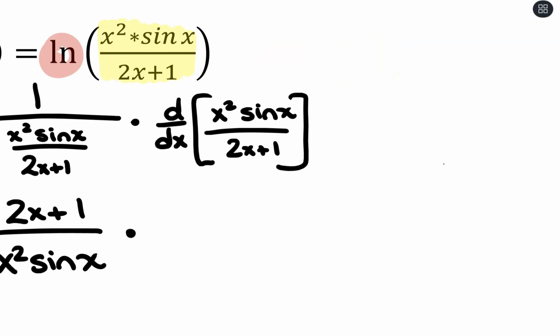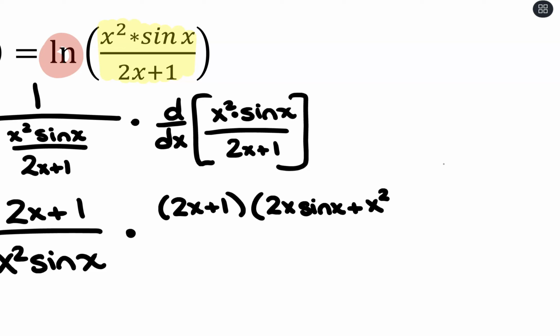And then we're going to use the quotient rule. So low d high, so 2x plus 1 times the derivative of that numerator, which we're going to have product rule here. So derivative of one times the other, plus keep one and derivative of the other. So I have 2x from the derivative of x squared, then I keep sine x the same, plus keeping x squared the same, derivative of sine x is cosine x.